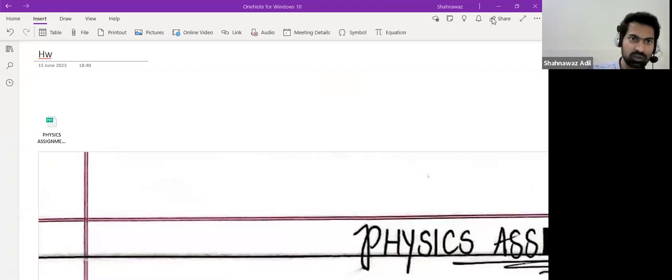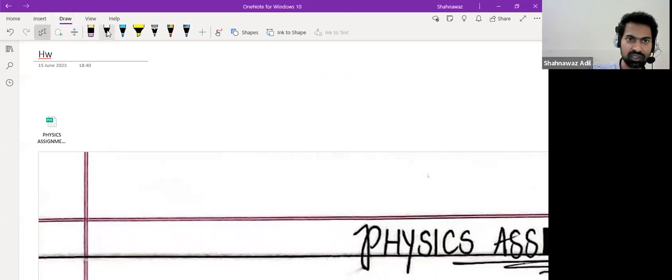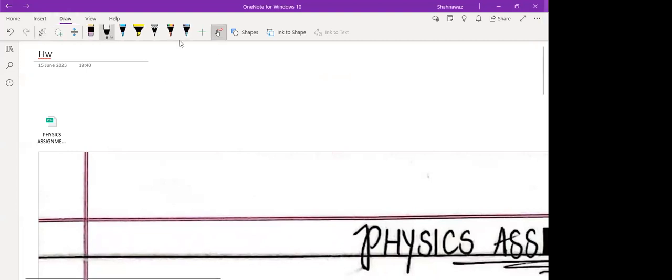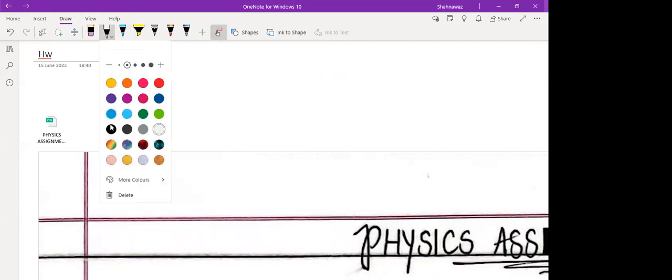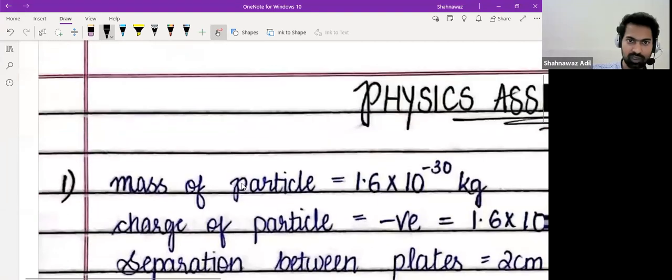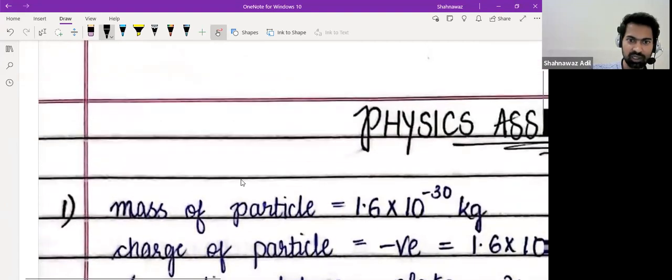Okay. So the question was that with what velocity we should project this charge so that it just touches the upper panel, right? This was the question, right, Aisha? Yes, sir. Yeah, so let me draw the diagram here.